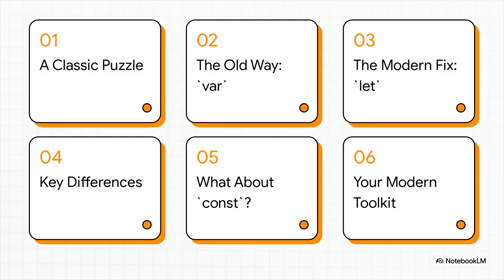We're going to start with a classic little coding puzzle that, believe me, trips up a lot of people. From there, we'll dig into the old way of doing things with var, see why it's so tricky, and then introduce the modern fix, let. We'll also touch on some other key differences, say a quick hello to const, and then wrap it all up with a simple toolkit you can start using right away.